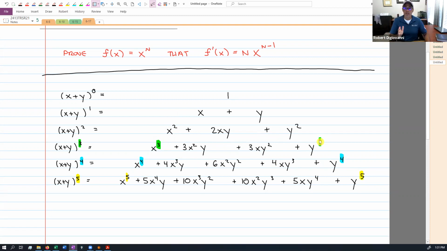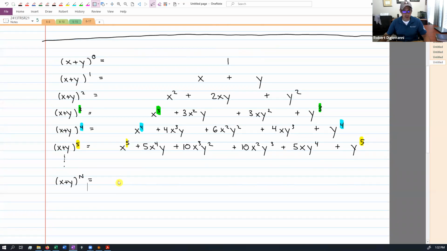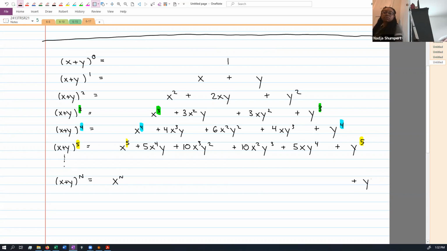Okay, so the pattern of this is that if I take x plus y to the nth power, what would my first term be? It would have to be x to the nth power, because this power has to match that power. What would be the last term? y to the n.